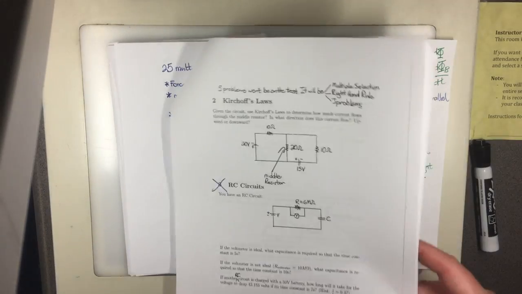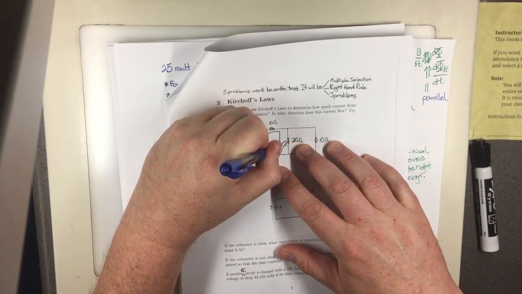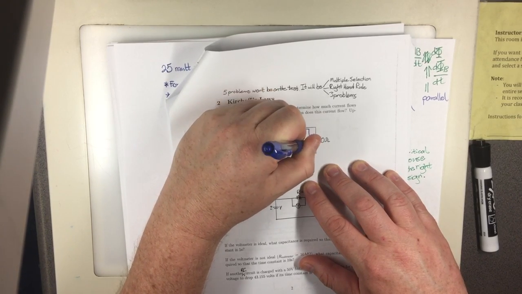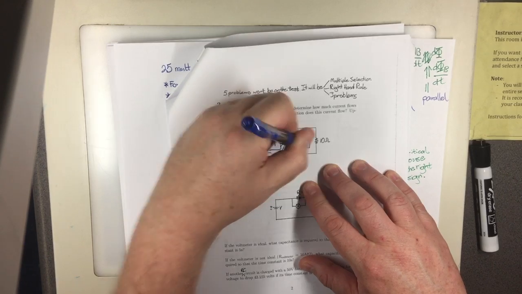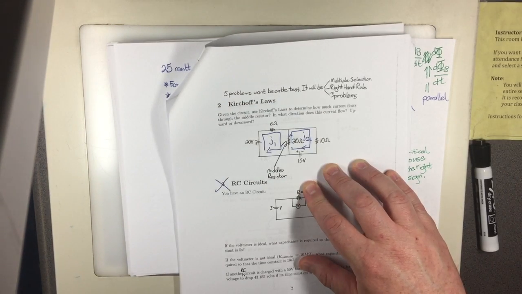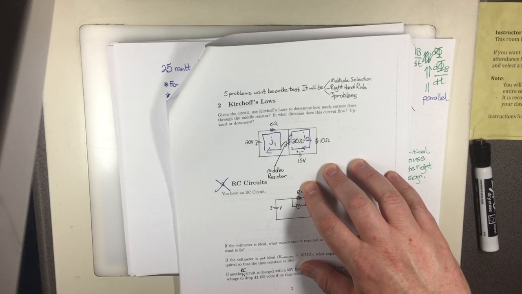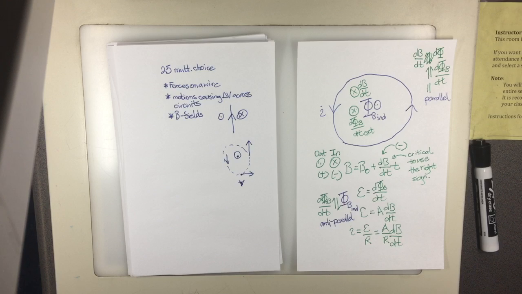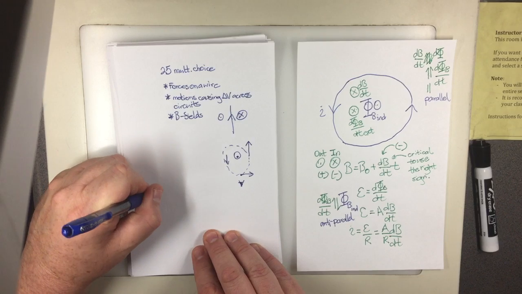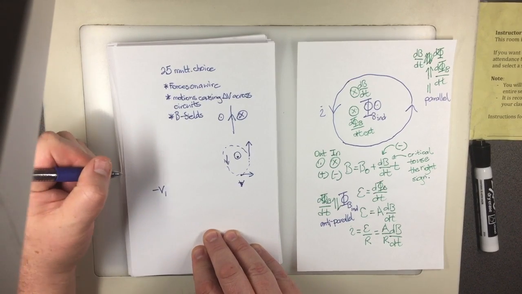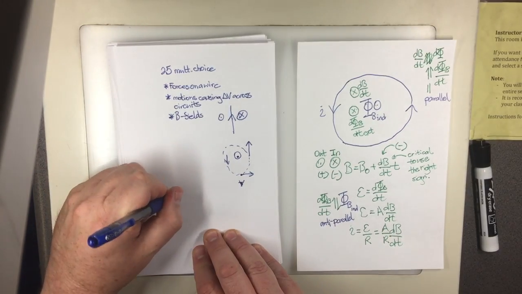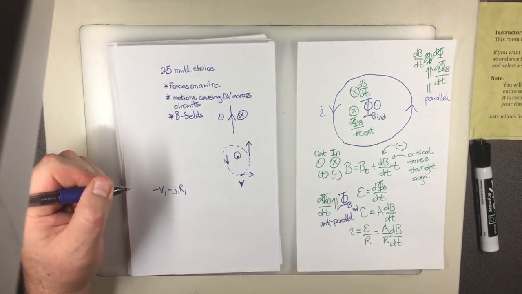You have 2 loops that will represent the 2 currents, J1 and J2. We all go clockwise. We all follow the number line current J2 and J1. So in this particular case, we go plus to minus, minus V1. The battery on the left I declare as V1. Minus J1R1, which is the 10 ohms.